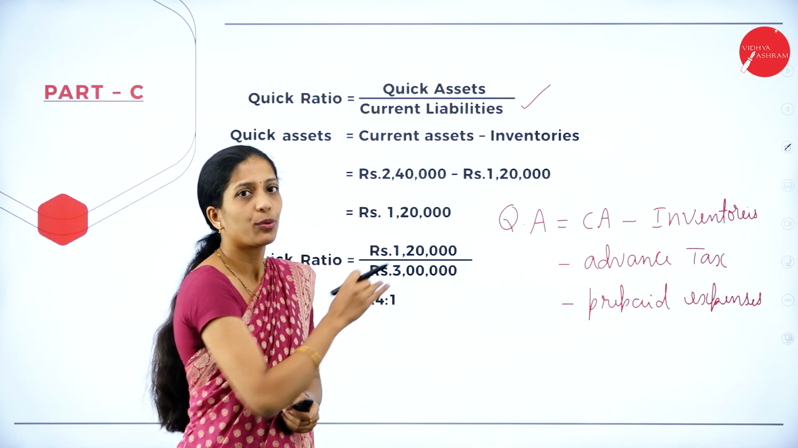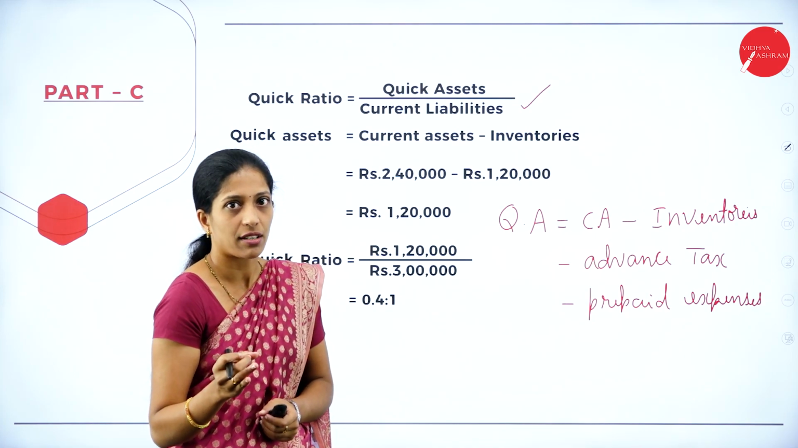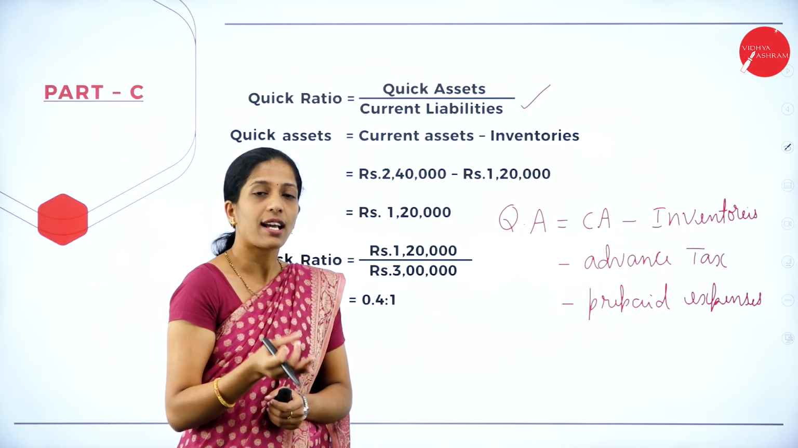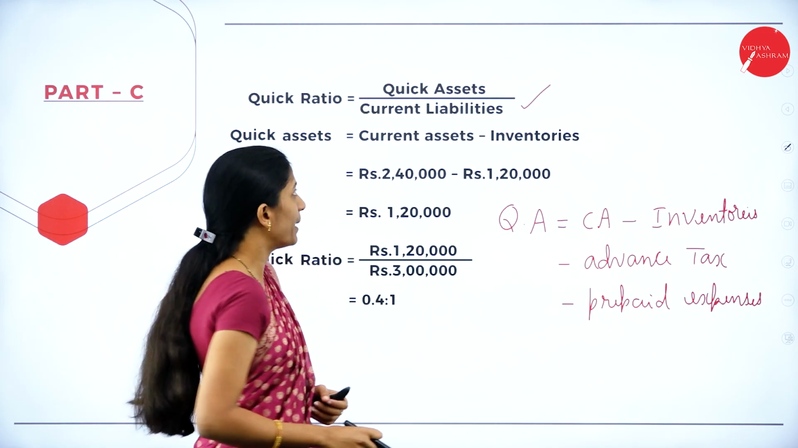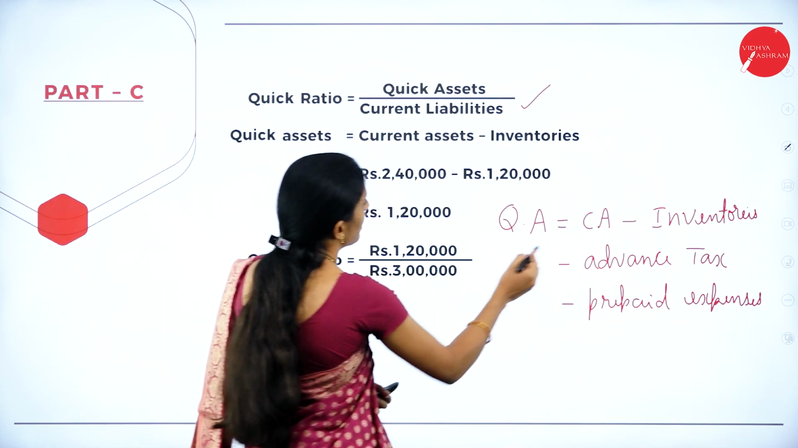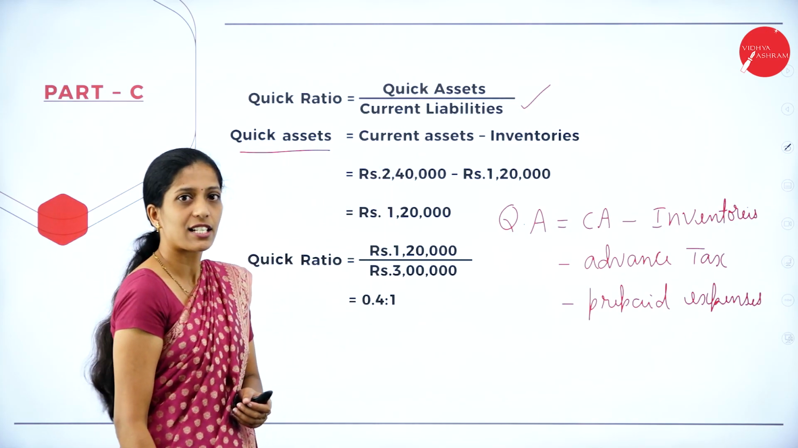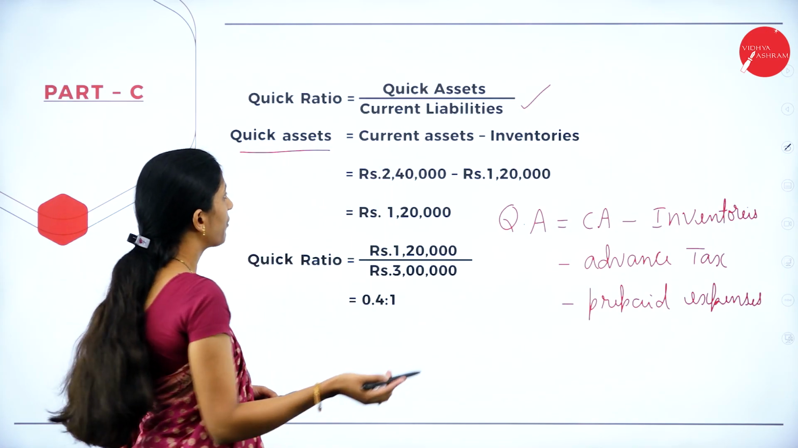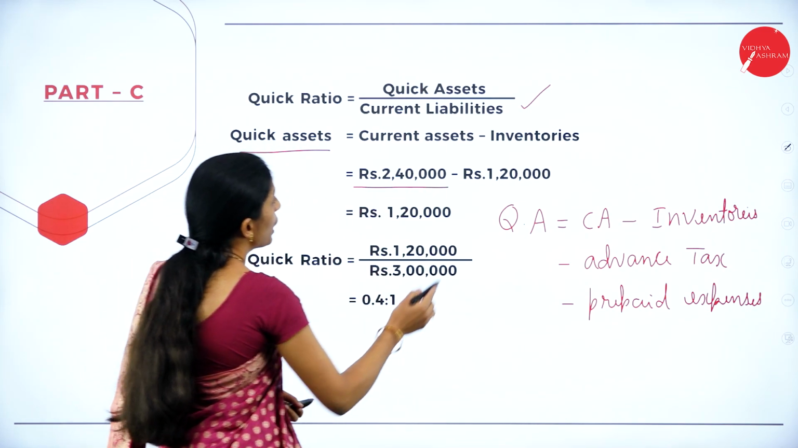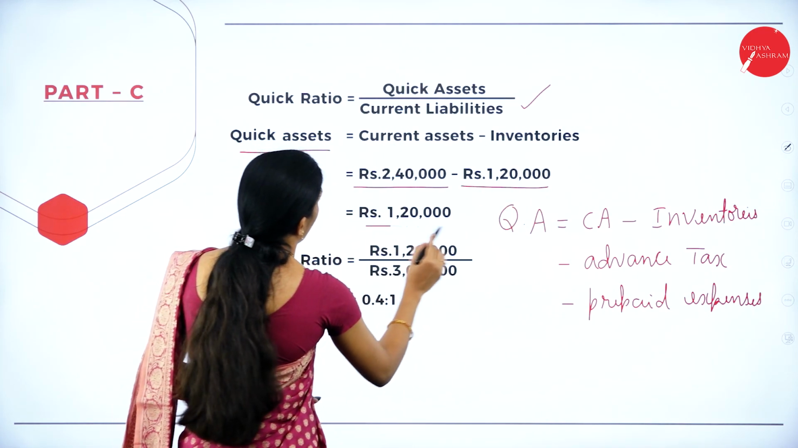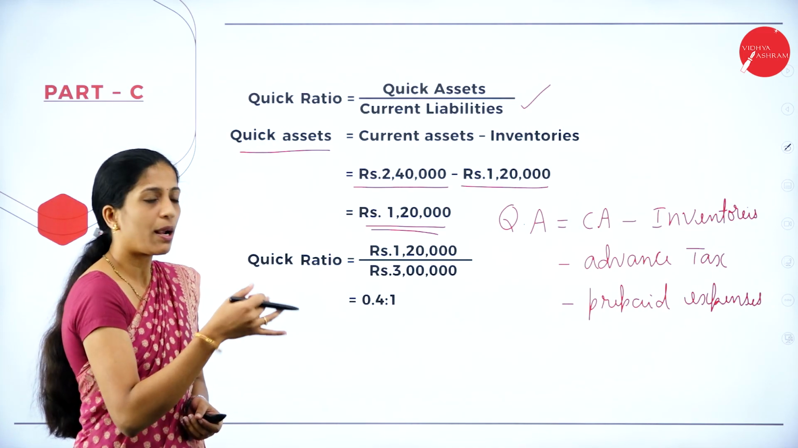But based on the problem, you will apply the formula. Suppose if there is only inventory, then current assets minus inventory. Suppose there is only advance tax, then current assets minus advance tax. So, depending on the problem, you will write the formula. So, here in this problem, we don't have advance tax as well as prepaid expenses. So, we will write quick assets is equal to current assets minus inventories. We have calculated the total of current assets is 2,40,000 minus inventory was 1,20,000. So, the answer you get is, the quick assets is rupees 1,20,000. Now, apply the formula.